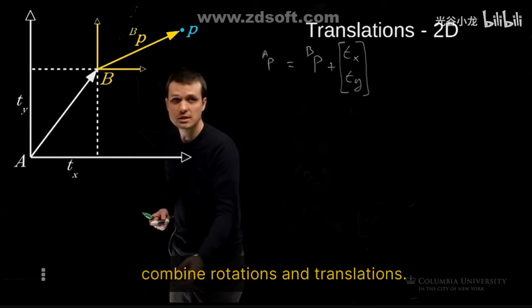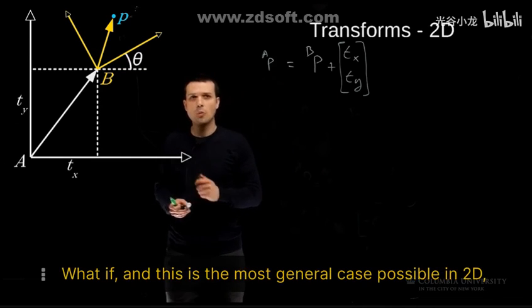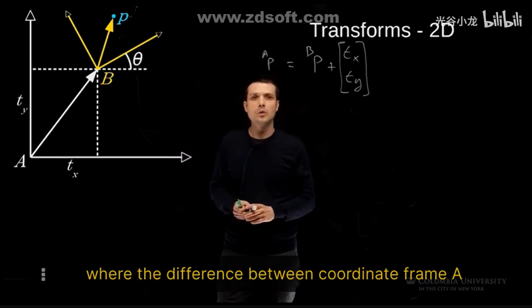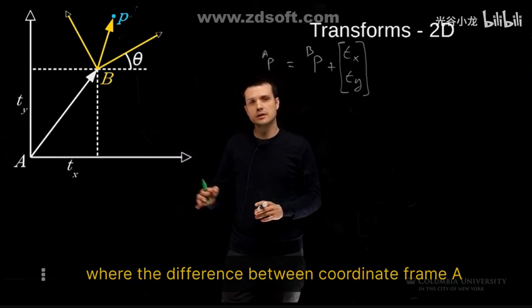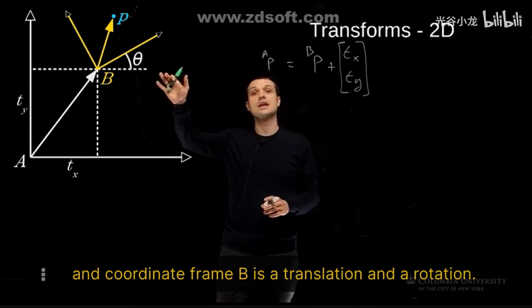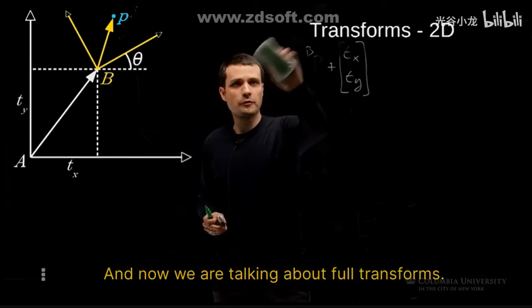Because now what we want to do is combine rotations and translations. What if, and this is the most general case possible in 2D, the difference between coordinate frame A and coordinate frame B is a translation and a rotation. And now we are talking about full transforms.